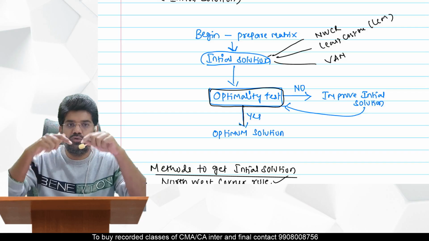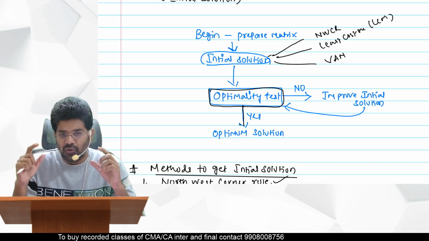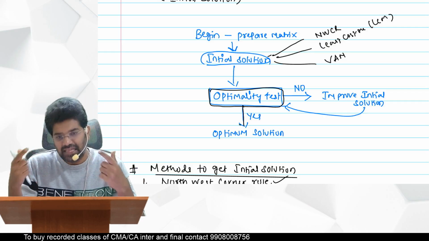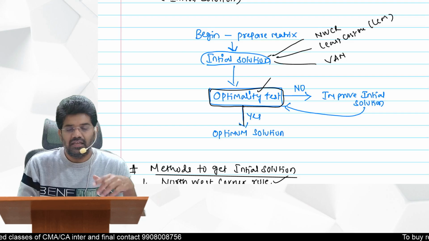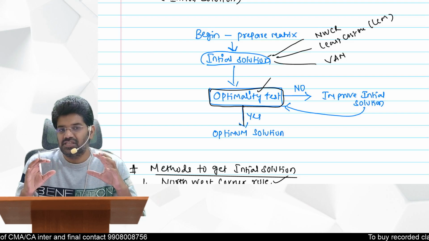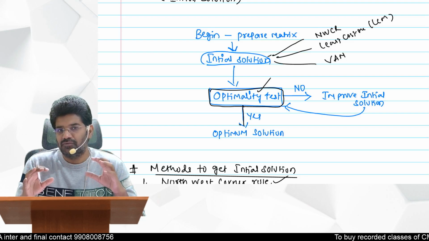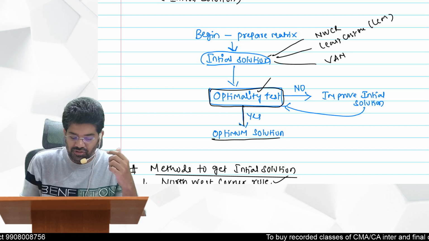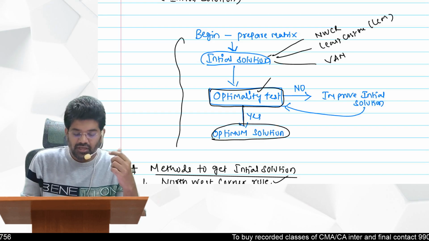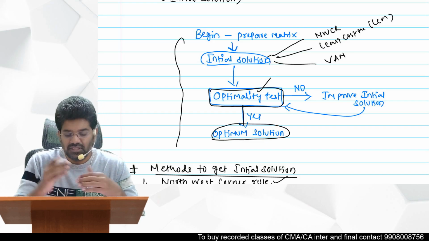Then what we need to do is improve our initial solution. That means we go back to our initial solution, work on it, improve it, and then perform the optimality test again. If that passes the conditions and it is the least cost, then that is the optimal solution. So this is the flow of your transportation problem. This is how we proceed.